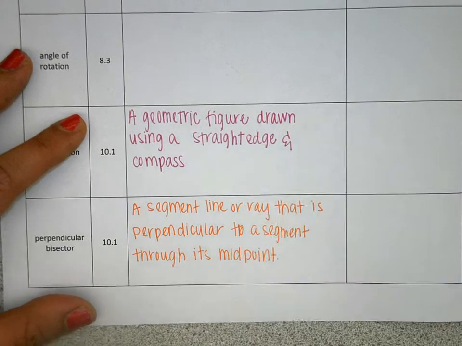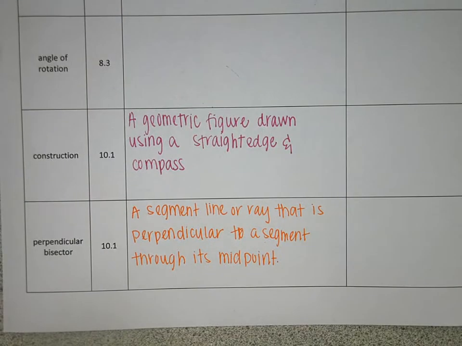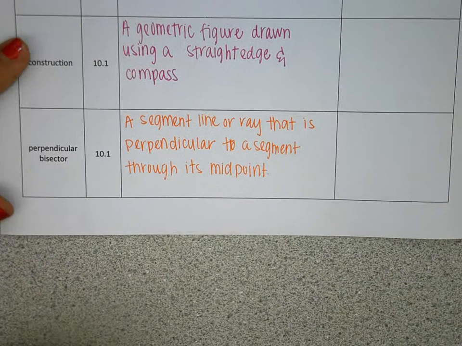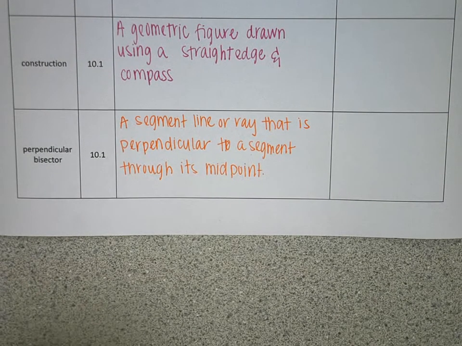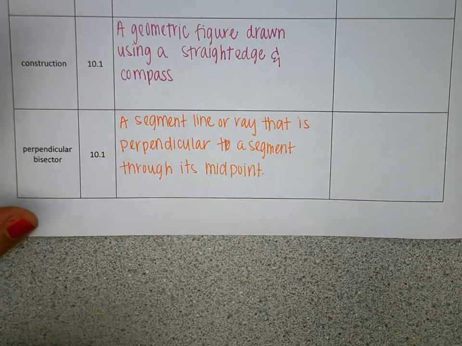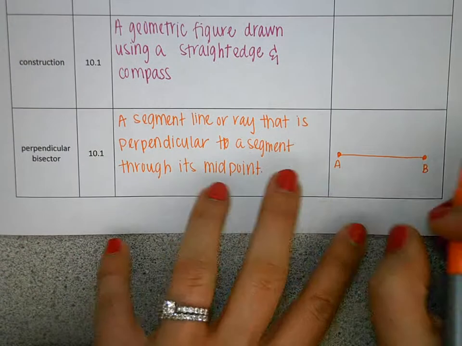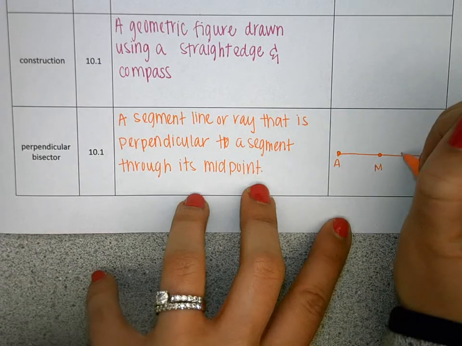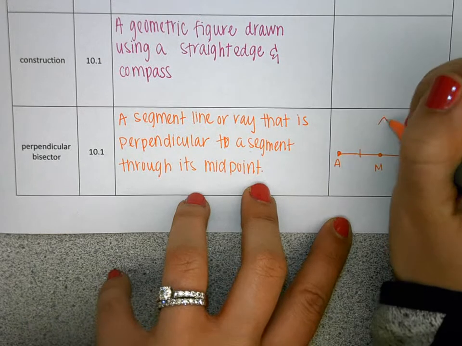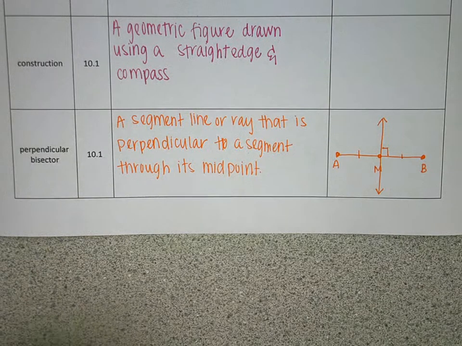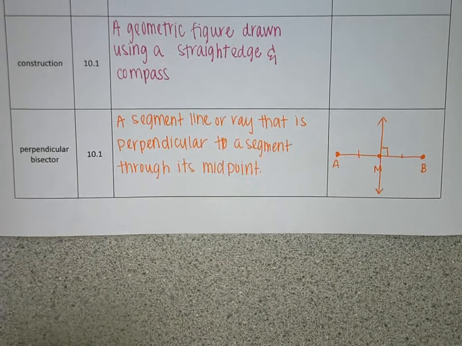In the last unit on the test, we talked about angle bisectors and segment bisectors. This is the exact same thing, except it's the special kind where it is also perpendicular to the segment. For example, if I had segment AB, here's my midpoint M, a perpendicular bisector would go through M and form a 90-degree angle with the segment. So it's still a bisector, but it's a special kind that is perpendicular to the segment.